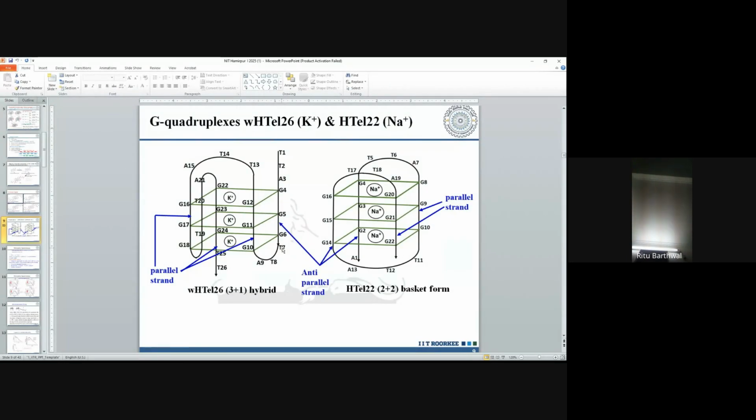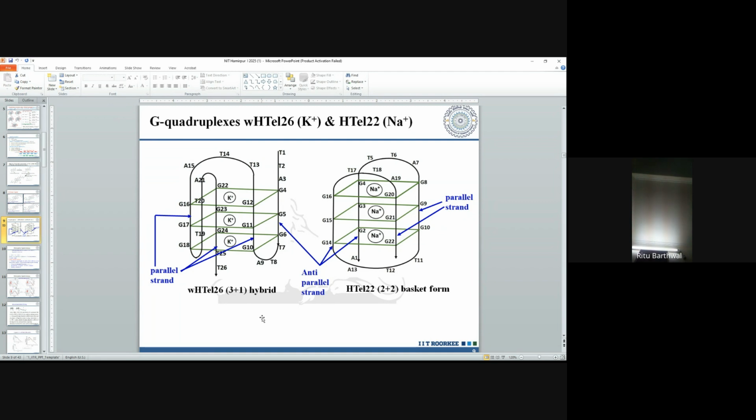And the second one I have taken is also human telomeric. Only thing is it is truncated. 4 bases on either side have been removed. There are good enough reasons why we have taken this, and it forms stable G quadruplex. This has been shown by X-ray and NMR both. So in crystallographic structure as well as in solution structure, it forms a good structure.